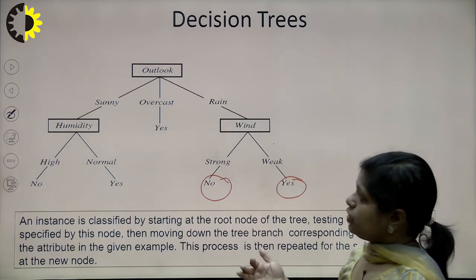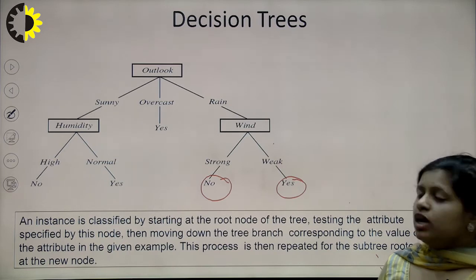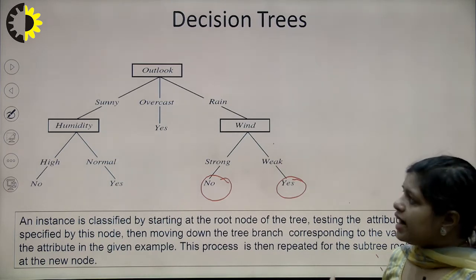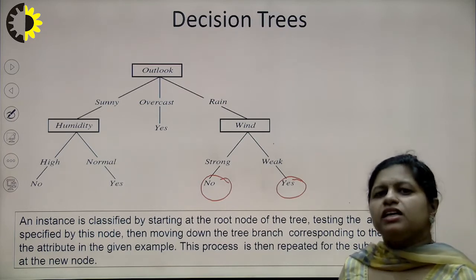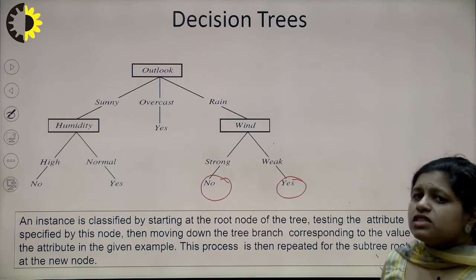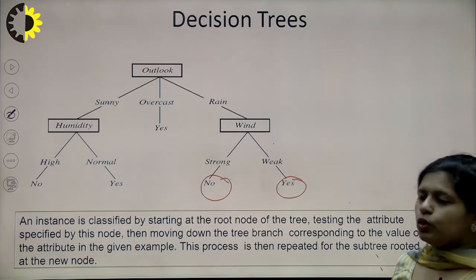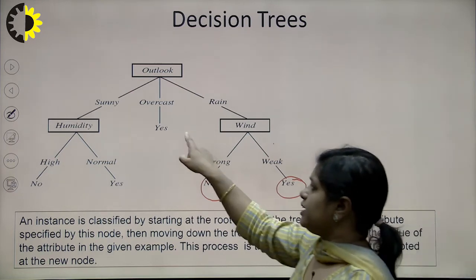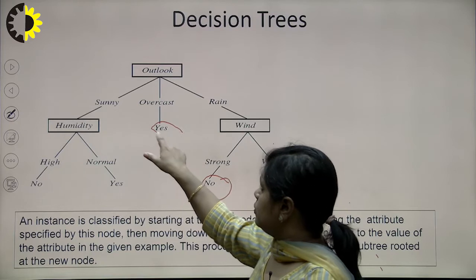In that case we need to start with the root node. The root node has the attribute outlook, which can take any of the values sunny, overcast and rain. So we need to see in the test instance whether the outlook value is sunny, overcast or rain. If, for example, the outlook attribute has the value overcast, we can directly give the answer as yes.